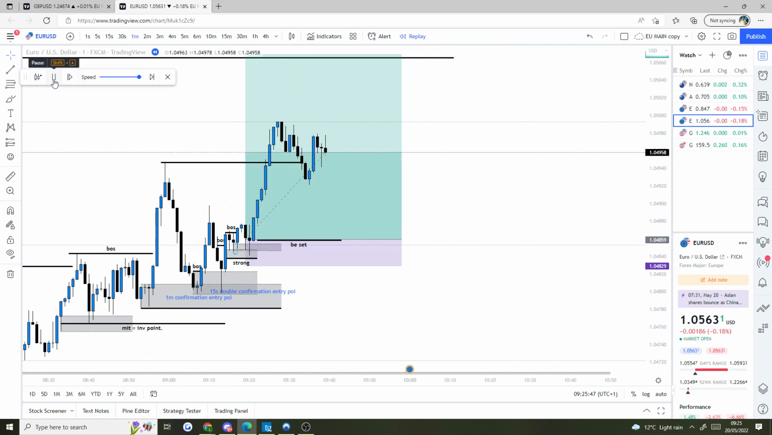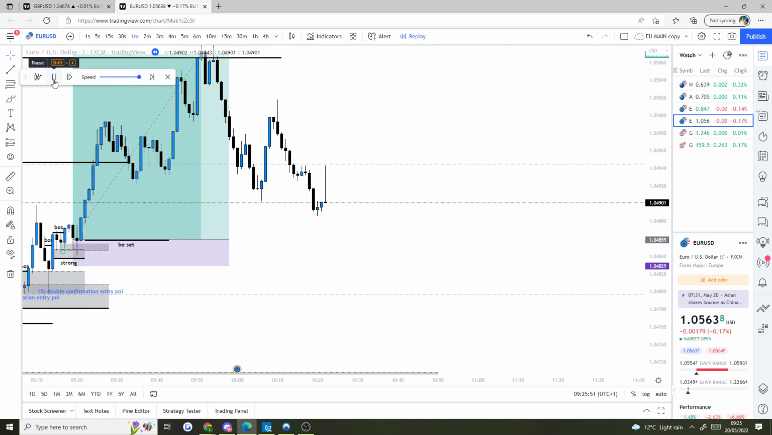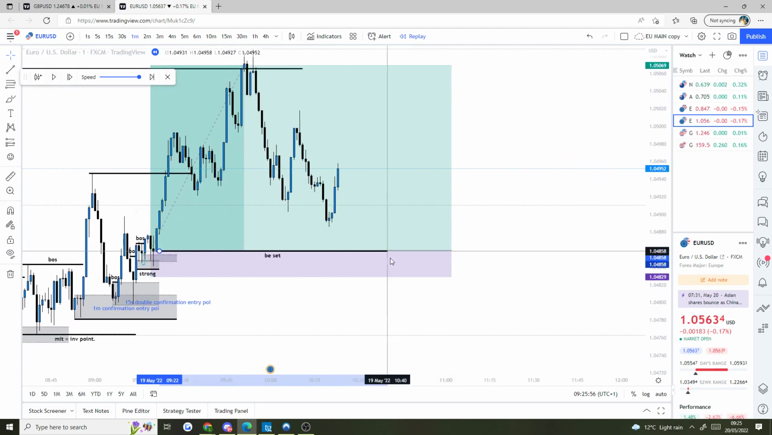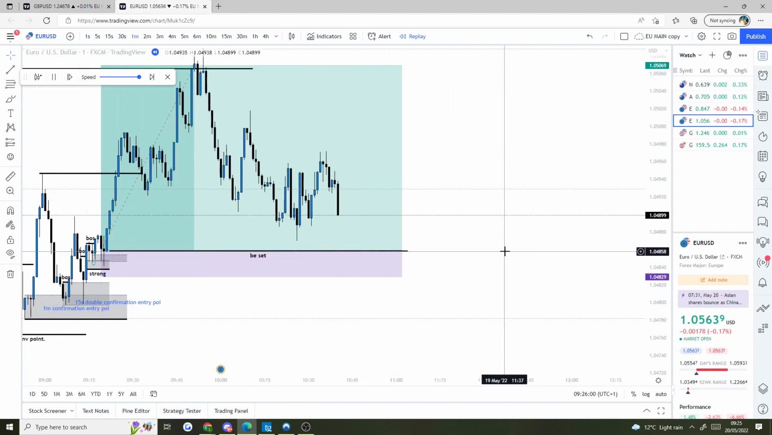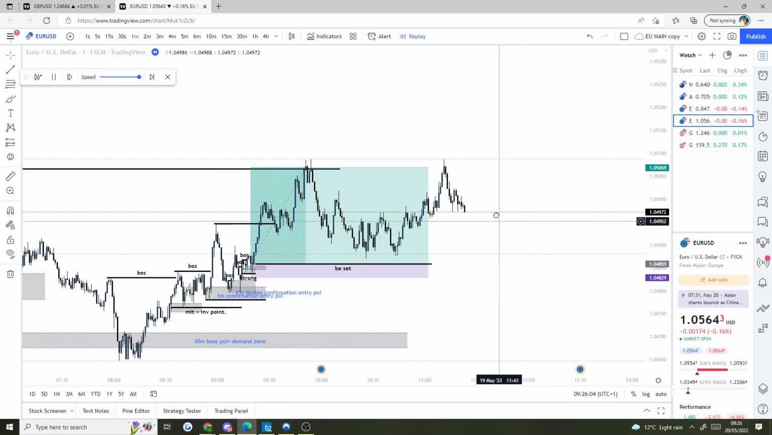And then what we saw was continuation. Now what we did actually get was quite a significant retrace, and it did actually almost stop me out, but I did manage to stay in. It did almost hit me for break even, but I did manage to stay in, and then price just kept on going, kept on going.